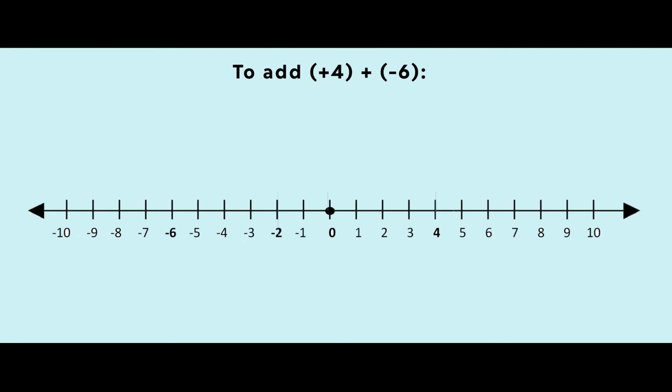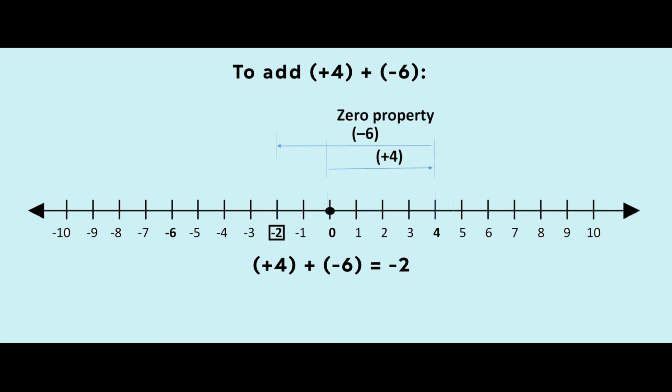Again, we are using a number line. We will start with the 0 here. As our first integer is positive 4, from 0, we will move till 4. Now to positive 4, we are adding negative 6. So from there, you will move 6 units to the left. As it is negative 6, we are moving 6 units to the left, and we landed on negative 2. That means when you add positive 4 and negative 6, our answer is negative 2. And you can clearly see that here again we applied the zero property.